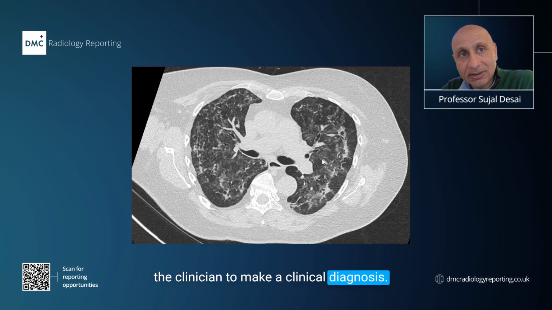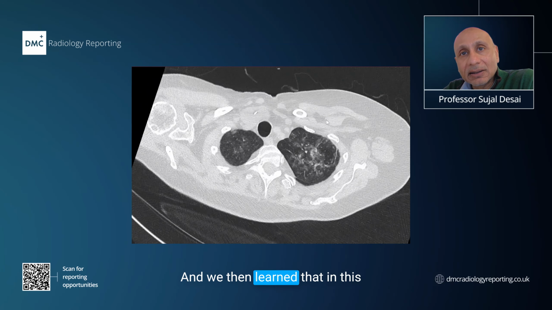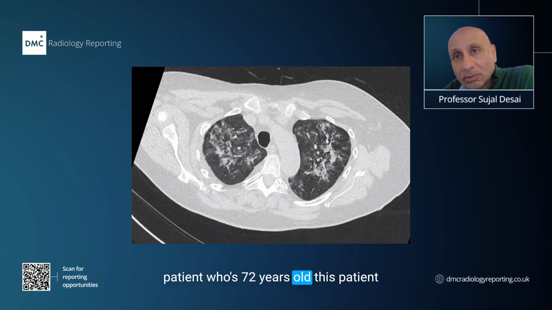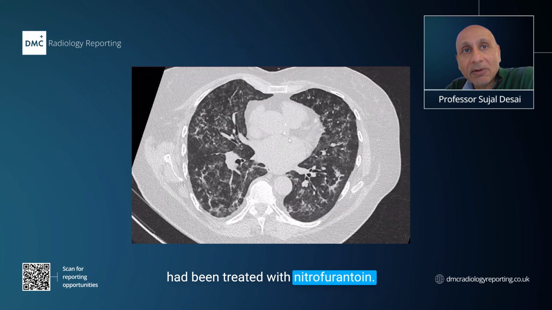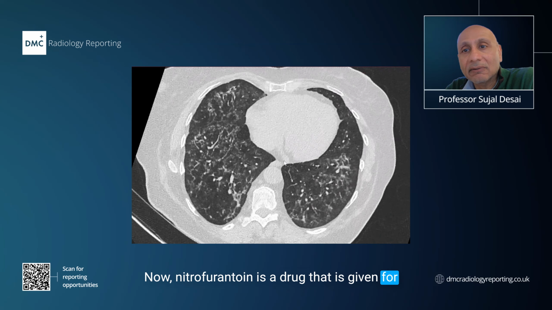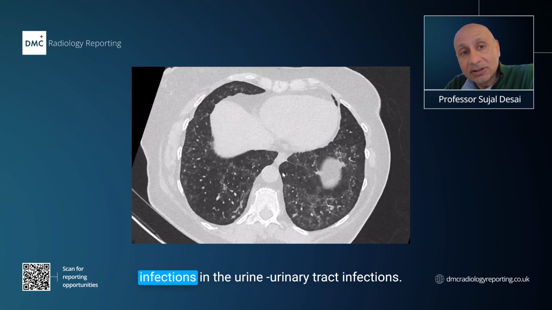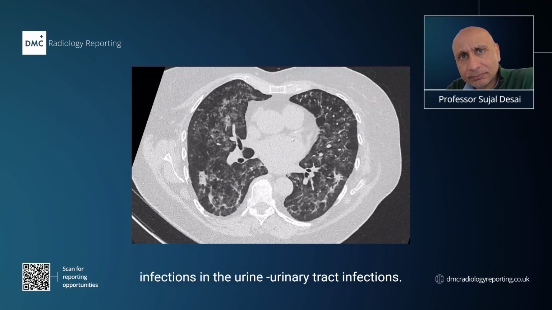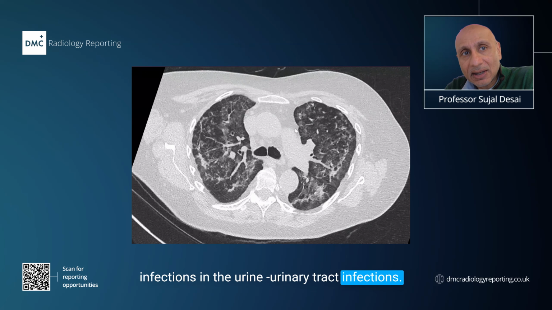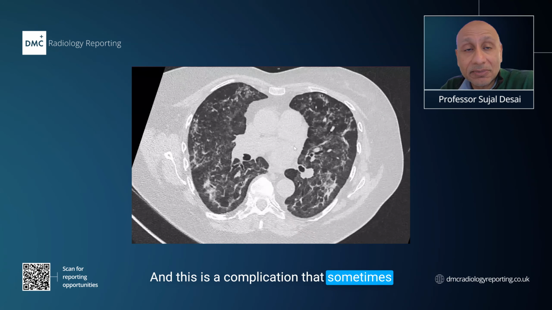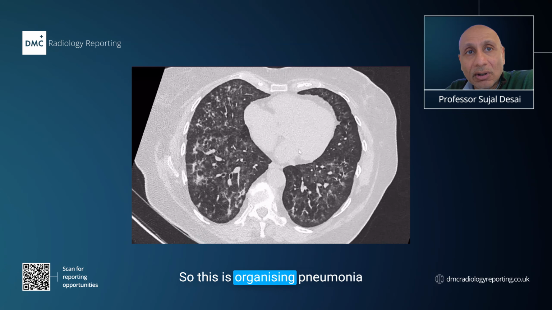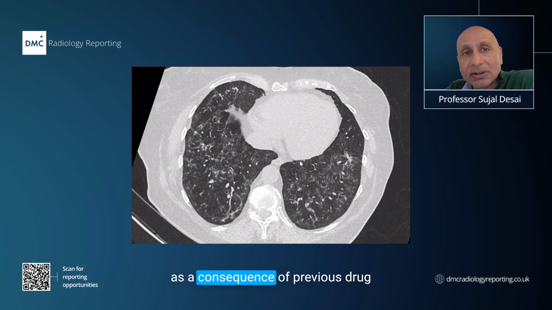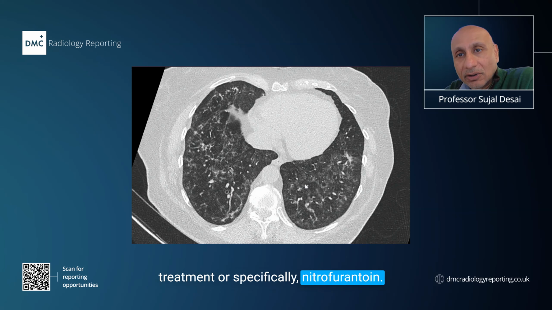And we then learned that in this patient, who's 72 years old, this patient had been treated with nitrofurantoin. Now, nitrofurantoin is a drug that is given for urinary tract infections. And this is a complication that sometimes occurs with nitrofurantoin therapy. So this is organizing pneumonia as a consequence of previous drug treatment, or specifically nitrofurantoin.